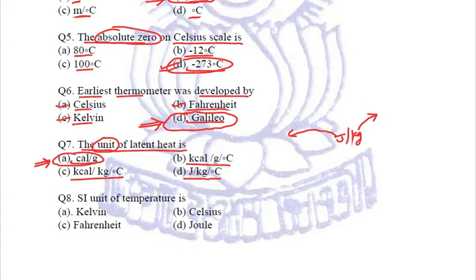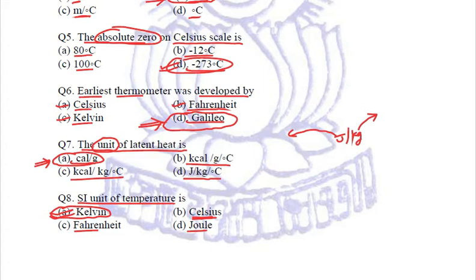Question number 8. SI unit of temperature is. This I specifically told that many of the students, they think that it is Celsius, but it is not Celsius, it is Kelvin. The SI unit of temperature is Kelvin. It's not Celsius, not Fahrenheit, not Joule, it is Kelvin. Another thing, we never use degree with Kelvin. It's degree Celsius, degree Fahrenheit, but not degree Kelvin.